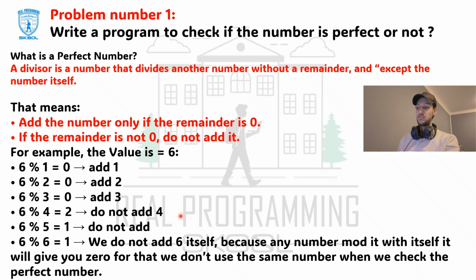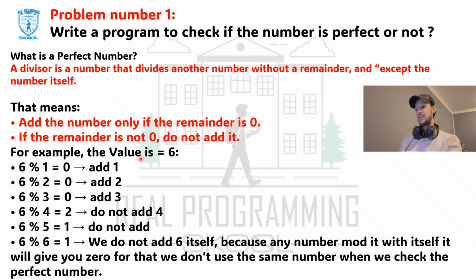6 mod 4 gives us 2, so do not add it to the add variable. 6 mod 5 gives us 1, so we will not add it either. 6 mod 6, we cannot add it. Why? Because we do not add 6 itself, since any number modded with itself gives you 0. For example, 10 mod 10 gives 0, 8 mod 8 gives 0, 6 mod 6 also gives 0. So we don't use the same number when we check the perfect number.